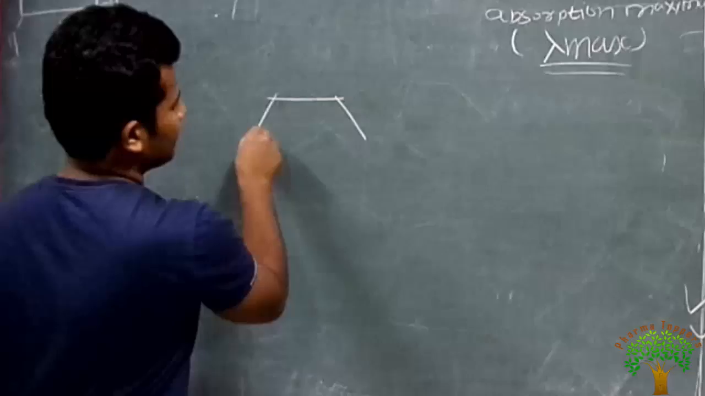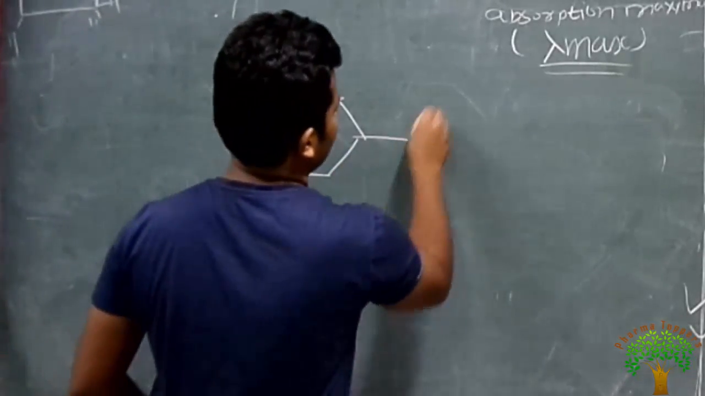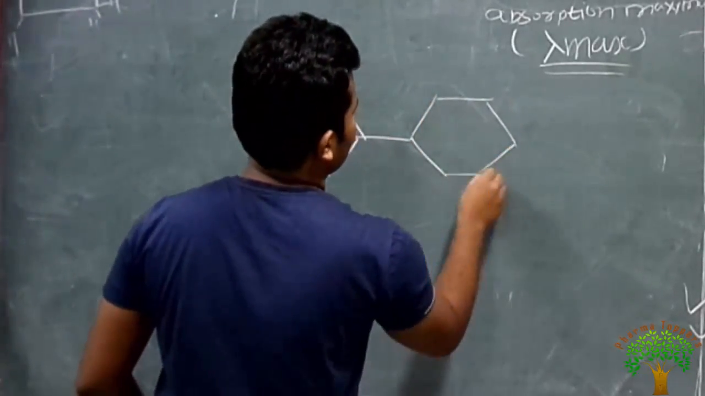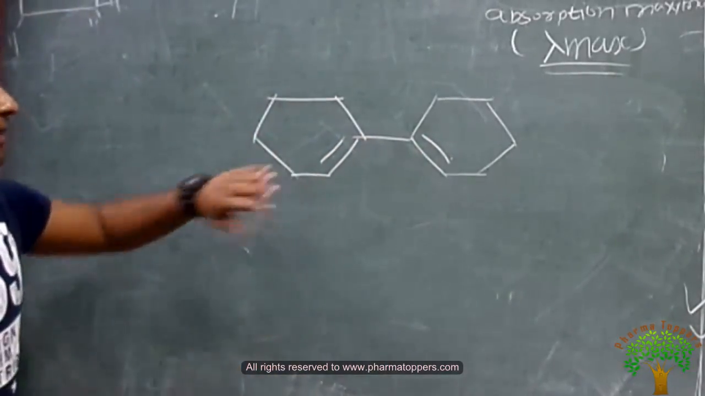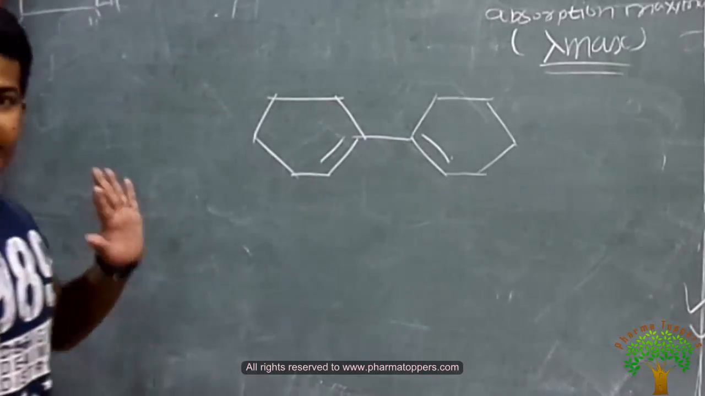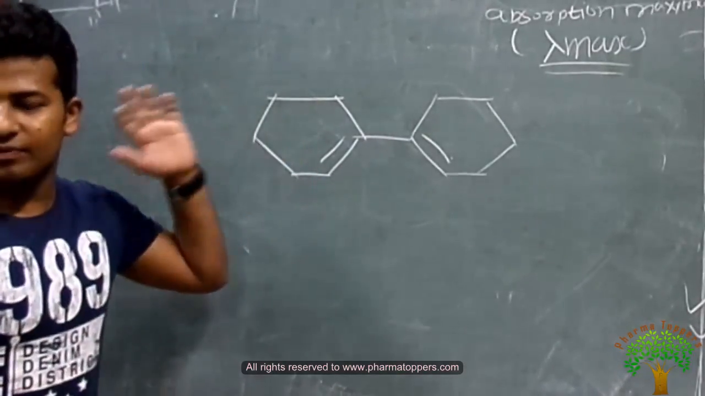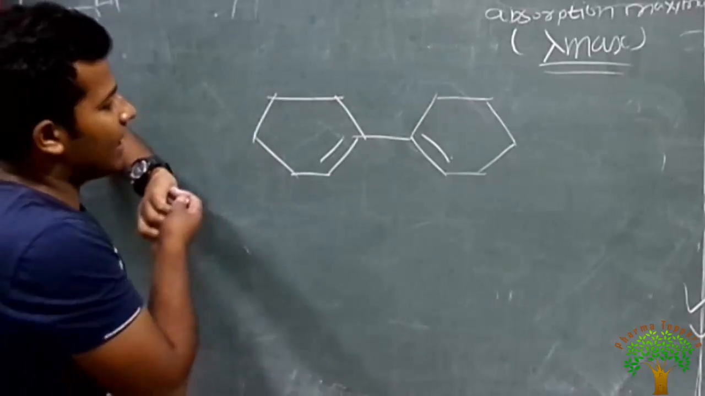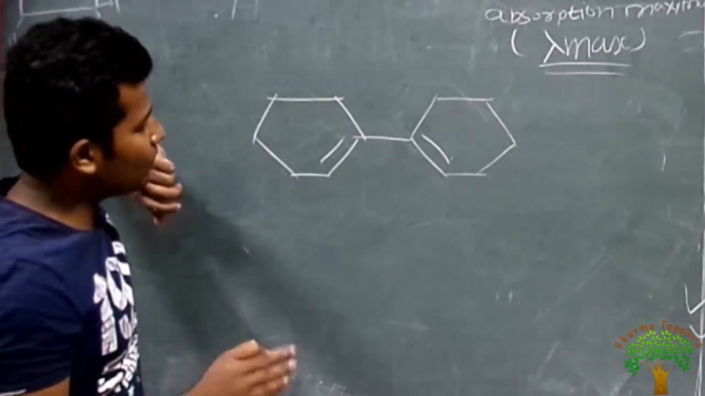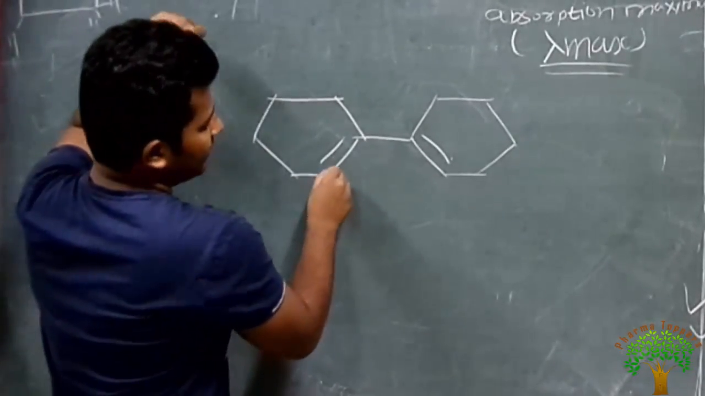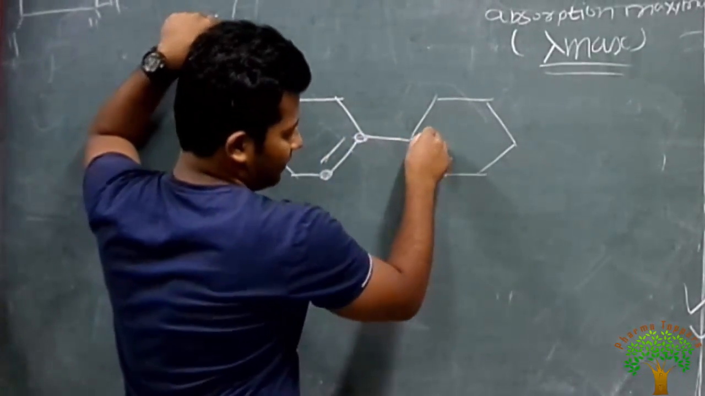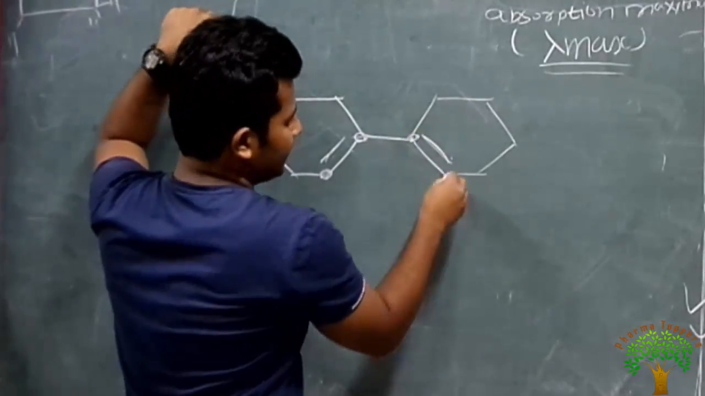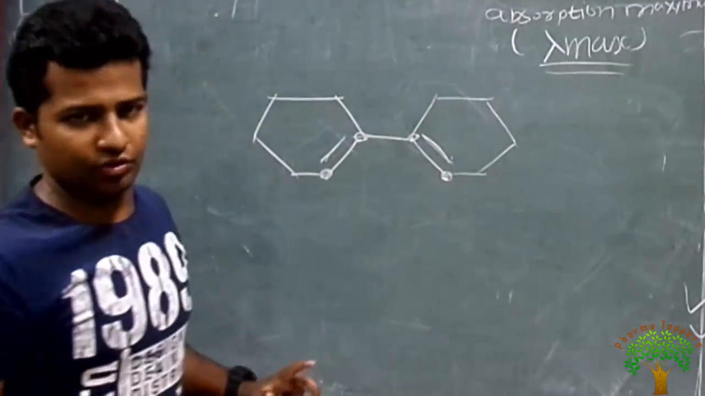Now draw this structure. Calculate the λmax for this structure. We have 6 rules for how to calculate the λmax. First, assign the carbons which are in the conjugation, that is these: double bond, single bond, double bond. These 4 carbons are in conjugation.